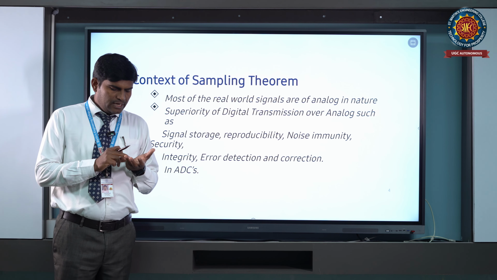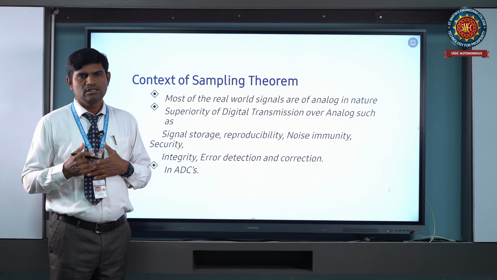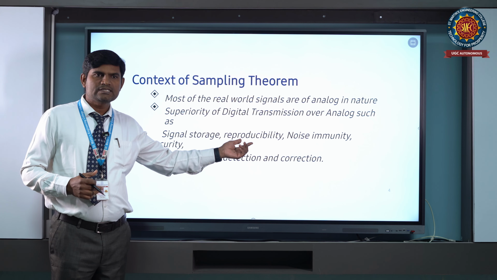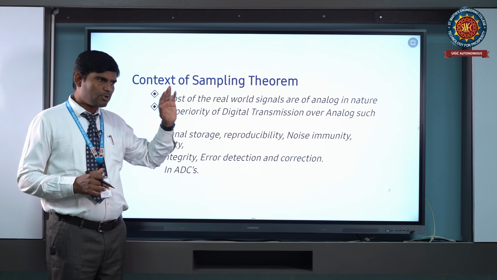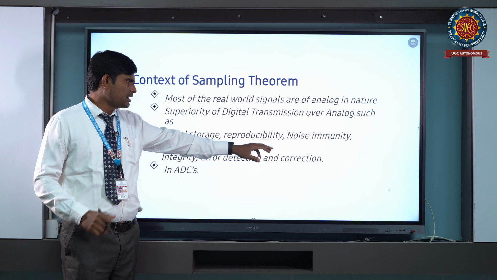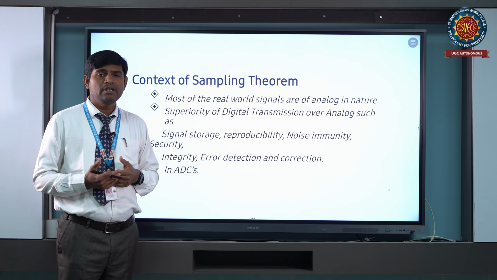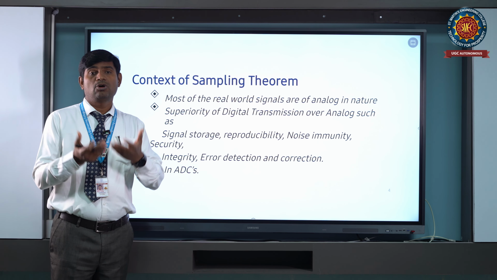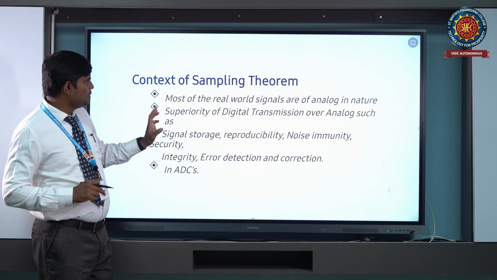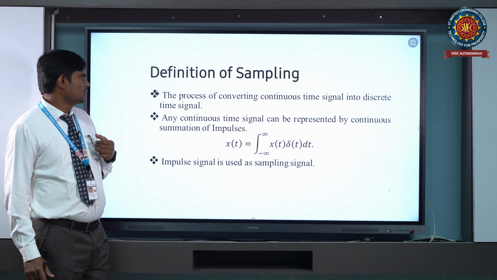If you consider any storage device, it stores in the form of digital only. Analog signal cannot be stored. That is one of the advantages. Then reproducibility: because it has ones and zeros only, the probability of success or failure will be 50%. That is another advantage. And noise immunity means the withstanding capability of digital signals against noise is more compared to analog signals. So it can be used in ADCs, analog to digital conversion, and digital to analog conversion.